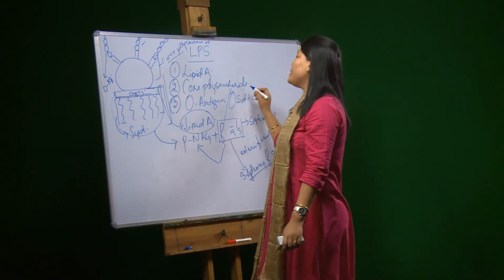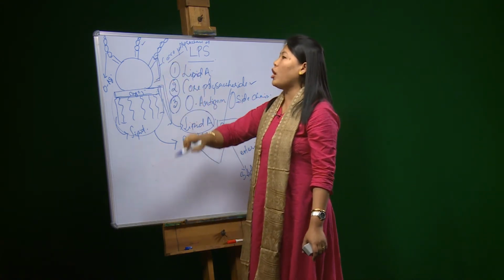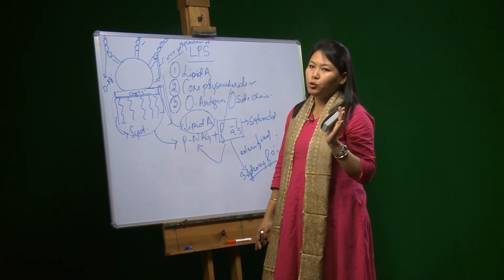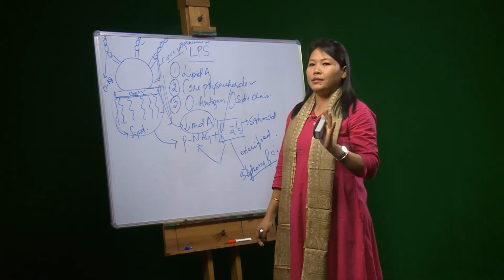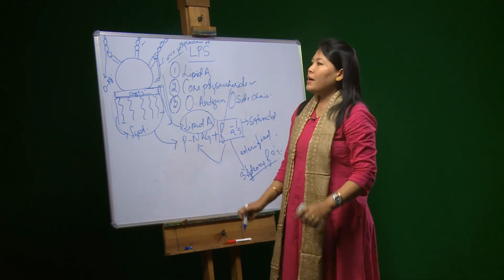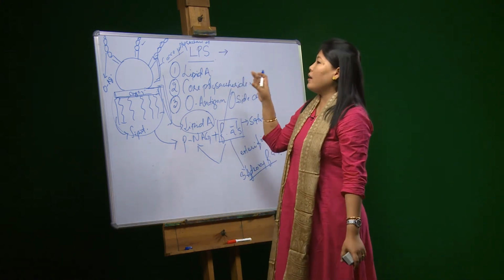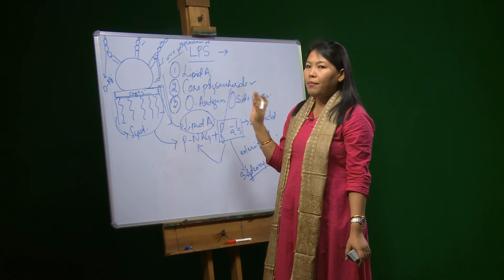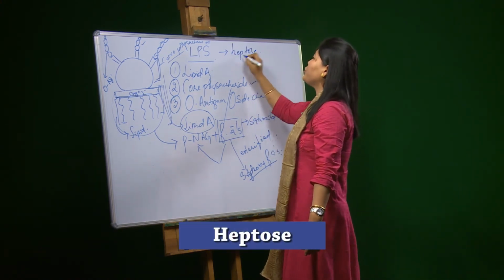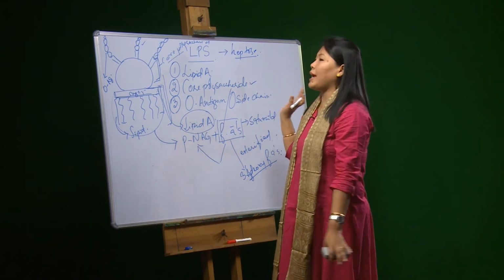Next is the core polysaccharide. This core polysaccharide is also composed of sugars. Sometimes some proteins and amino acids may also be present, but it depends on which type of gram-negative bacteria it is. A very unusual sugar present in the core polysaccharide of gram-negative bacteria is the heptose sugar.